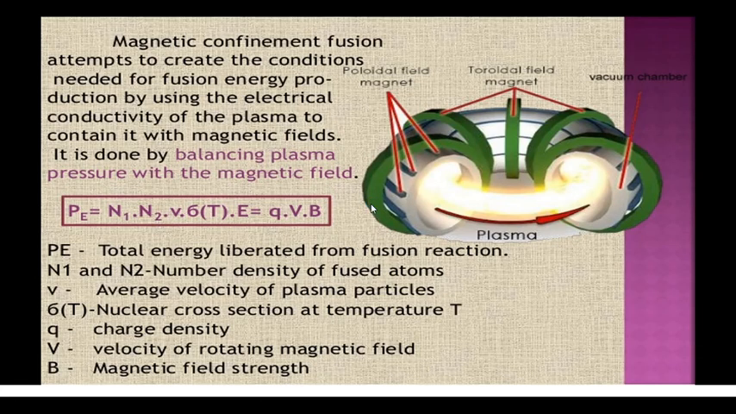So the magnetic confinement fusion method uses the electrical conductivity of the plasma to contain it with a magnetic field. In this type of confinement, there are two magnetic fields, the poloidal magnetic field and the toroidal magnetic field. By using these fields, the plasma is confined inside the toroid.